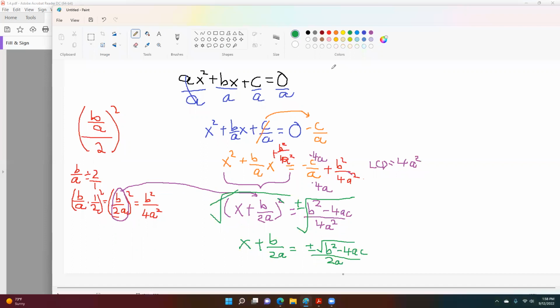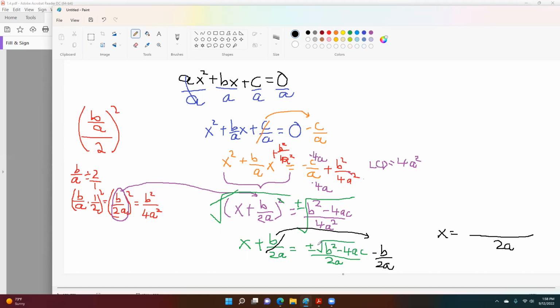And the last thing we're going to do, class, is to solve for x. So I move this over there. Because it's a plus, it becomes minus b over 2a. Now, the good news is they're having the same denominator. So when you add or subtract fractions, if they're having the same denominator, you do not need to find the LCD. You just add this up.